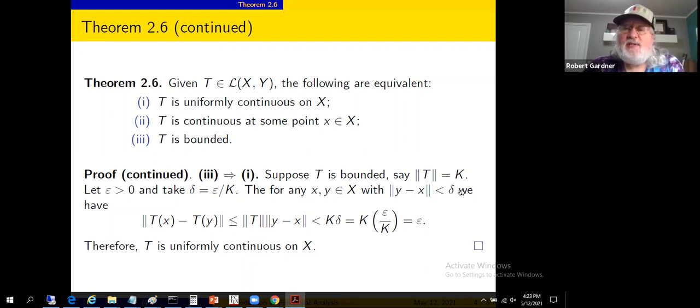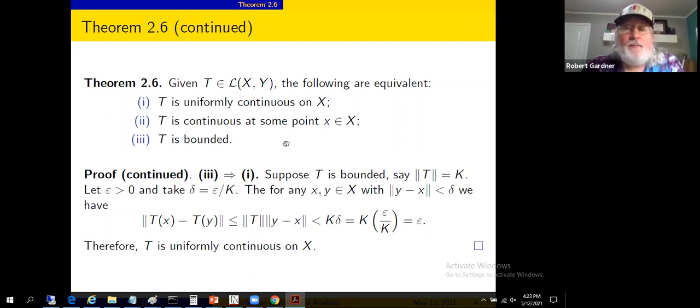The norm of T, we said, assume that as K. Y minus x, we just took to be within delta of each other, so we'll know that norm is less than delta. We had chosen delta to be epsilon over K. Substitute that in, the K's cancel, there's the epsilon, and that's exactly what we needed to show. So that implies T is uniformly continuous, and we've got the equivalence of those 3 properties.